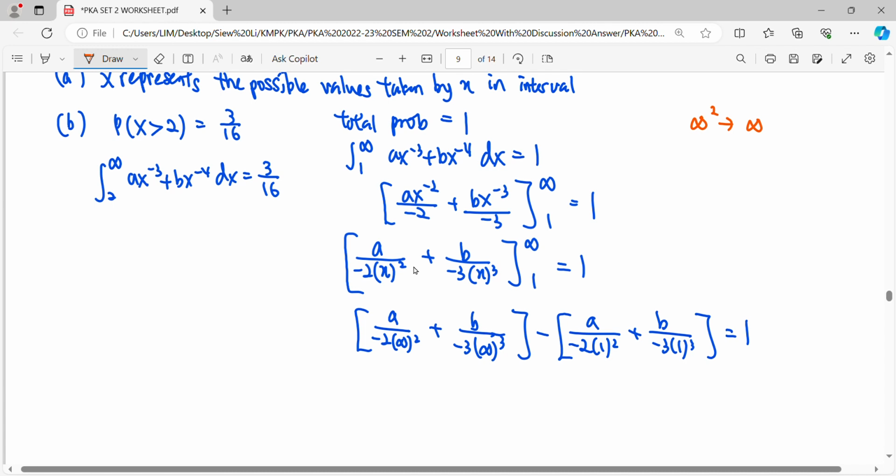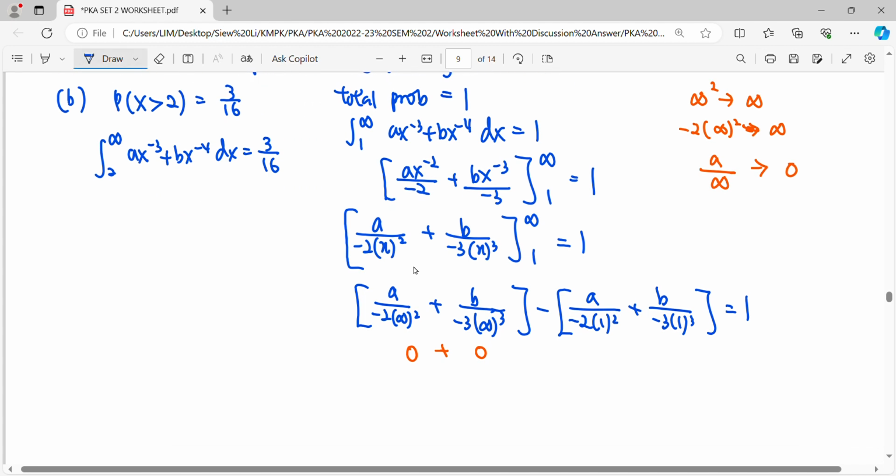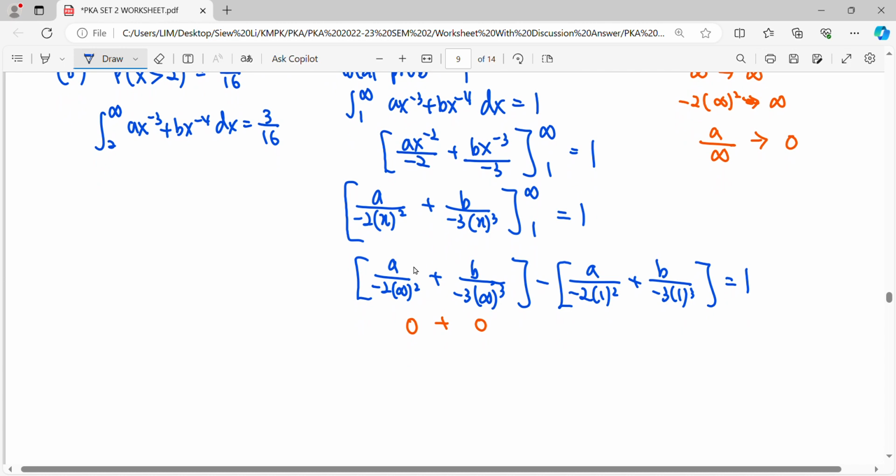So revise back your topic 8 from last time. Infinity times negative 2 is still infinity, but a value over infinity is 0. So here we get 0. This is also 0. So we just simplify for this. Here we have positive 1 over 2a plus negative negative 1 over 3b equals 1. So this is equation 1.